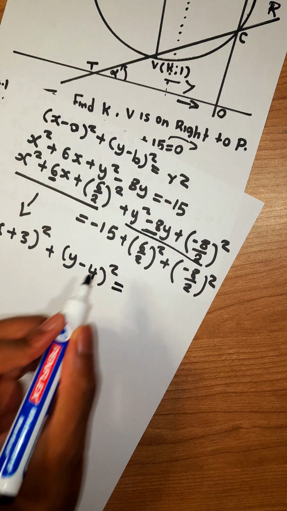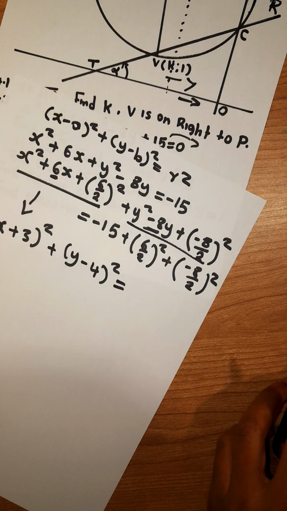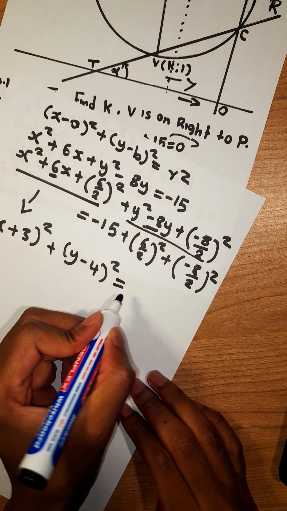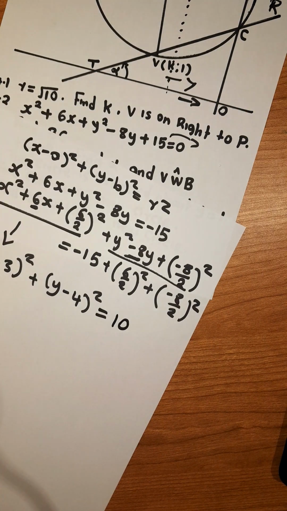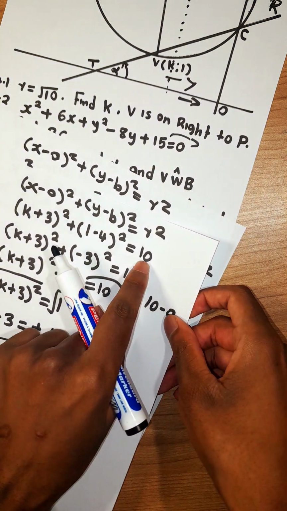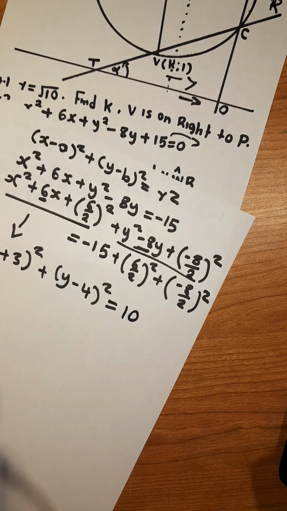And then what did you add to the other side? I want to use my calculator. You're going to say minus 15 plus 6 divided by 2, you square it, plus minus 8 divided by 2 and then you square it. You're going to find the value of 10. And it makes sense because even on our previous question, we outlined that r squared is going to be 10, and that is what we get even at this point. So just to show you that we are doing the correct things.